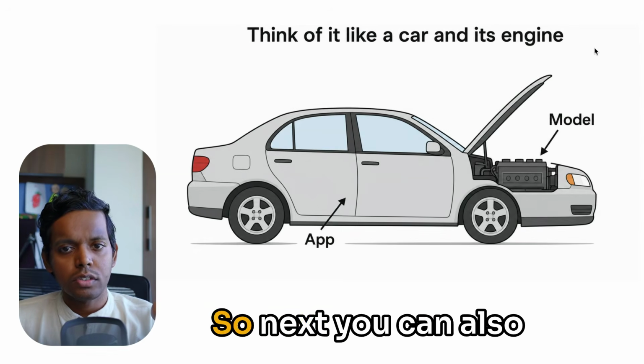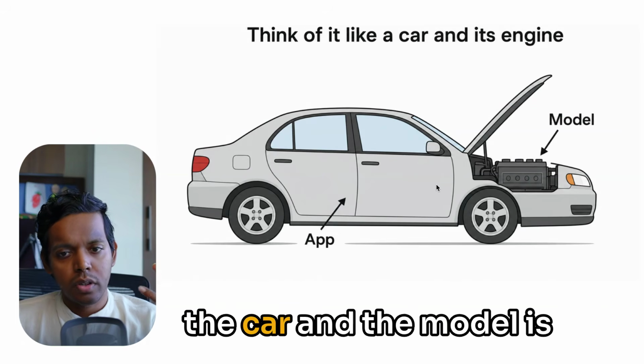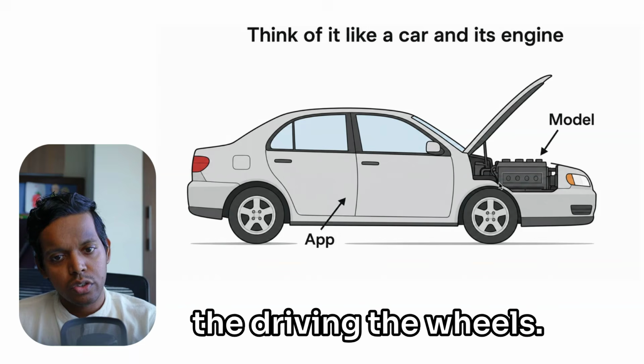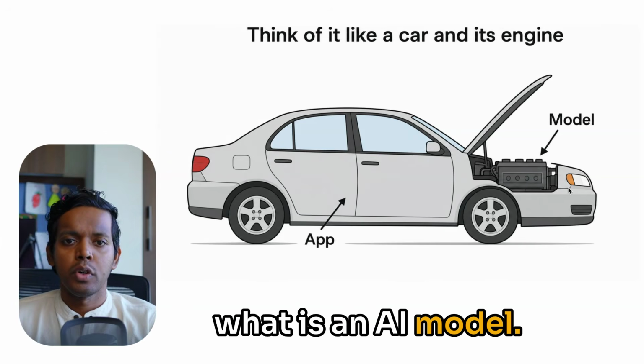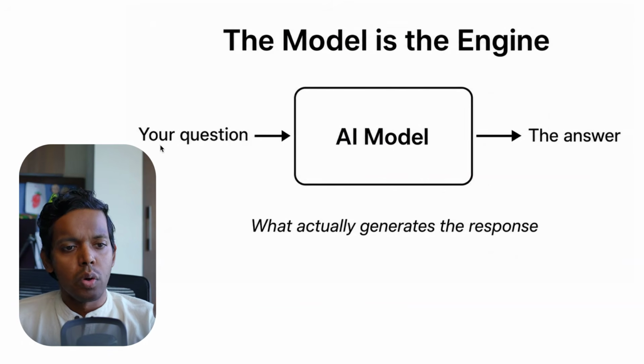All right. So next, you can also think of the app as a car, and the model is the engine. That's actually driving the wheels. So this is a simple way to think about what an AI model is. And next, whatever question you ask goes into the AI model and then you get the answer. So the AI model is the one that is actually generating the response.